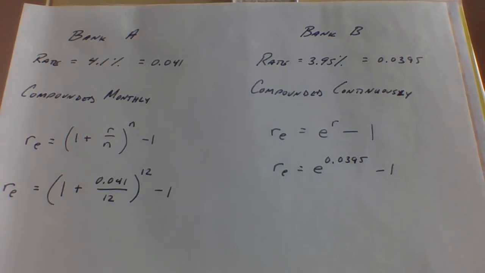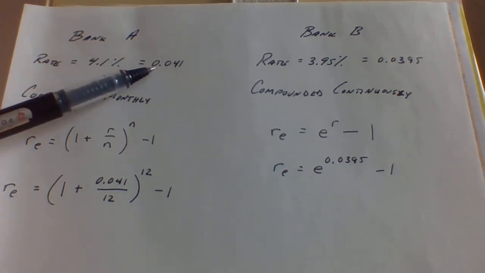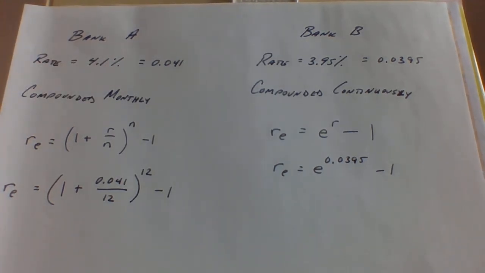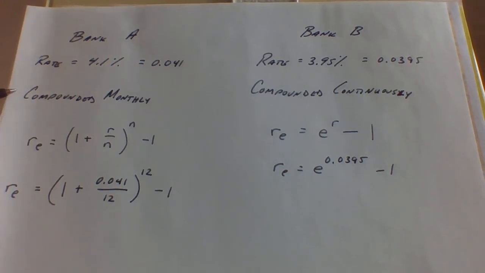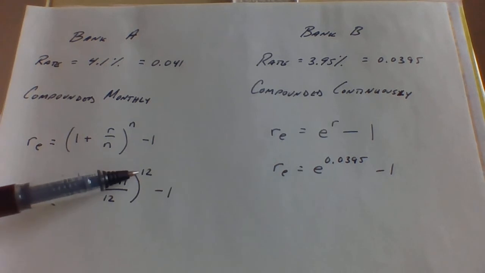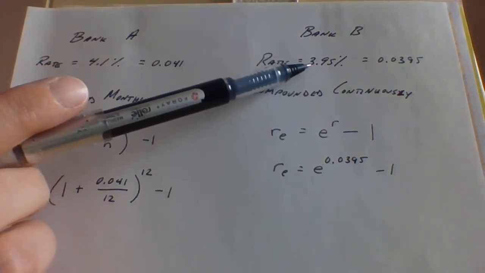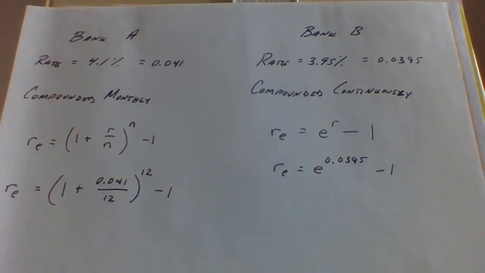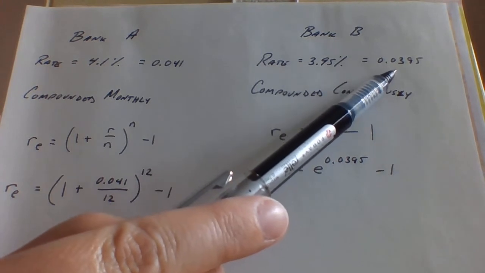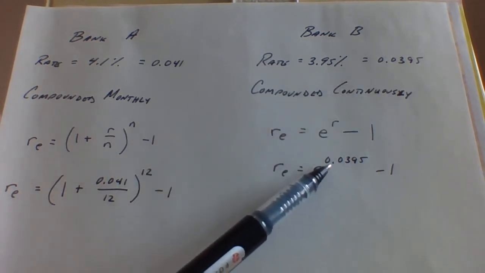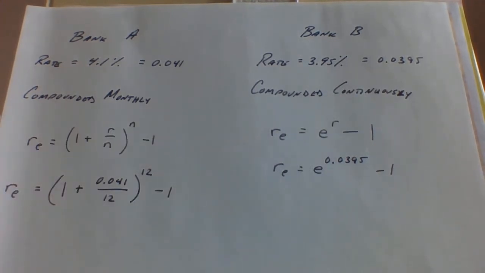For Bank A, our interest rate was 4.1%. Written as a decimal, that's going to be 0.041. And if we're compounding things monthly, that means our n value is going to be 12. For Bank B, our interest rate was 3.95%. As a decimal, that would be 0.0395. Let's go ahead and calculate each one of these out.